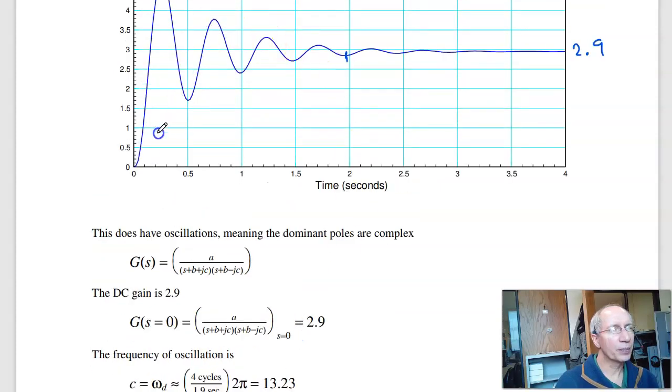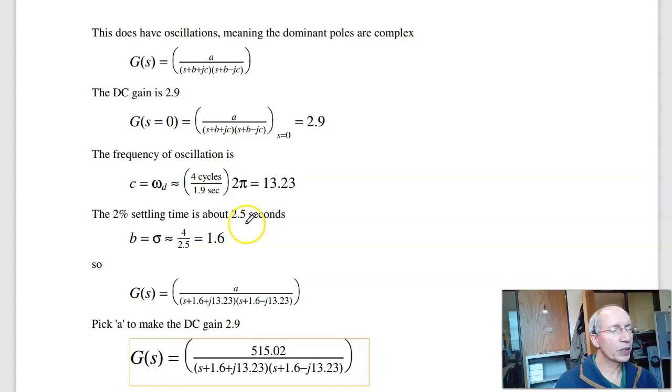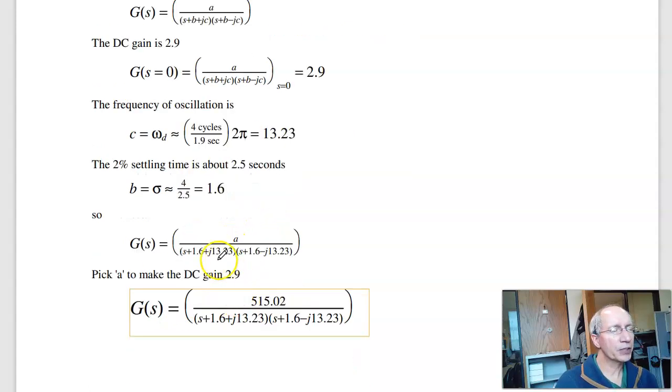Then the settling time. And there's an envelope. When does it get within 2.5% of the steady state value? Ballpark here-ish. So if the settling time is 2.5 seconds, then the real part of the pole is 1.6. So here's the transfer function. There's the real part that sets the settling time, complex part that sets the frequency of oscillation, and A sets the DC gain. Pick A to make the DC gain 2.9, and here's your transfer function.